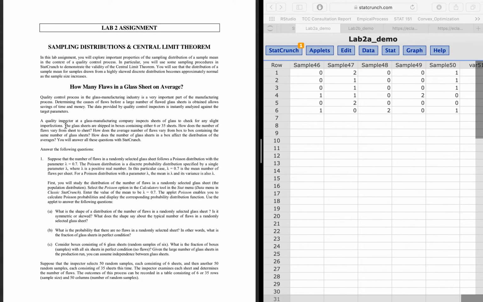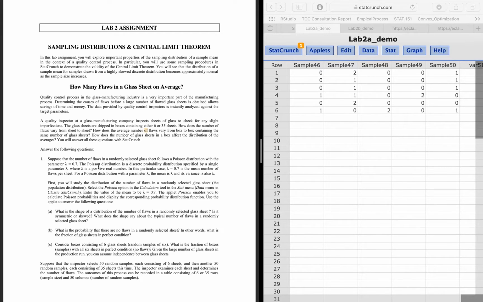A quality inspector at a glass manufacturing company inspects sheets of glass to check for any light imperfections, and a box usually contains 6 or 35 sheets. How does the number of flaws vary from sheet to sheet? On average, how many flaws are you expecting from one box containing 6 sheets or one box containing 35 sheets? And what does the distribution look like? Some boxes might have 1, some might have 0, some might have 2. So what's the distribution of the number of flaws?